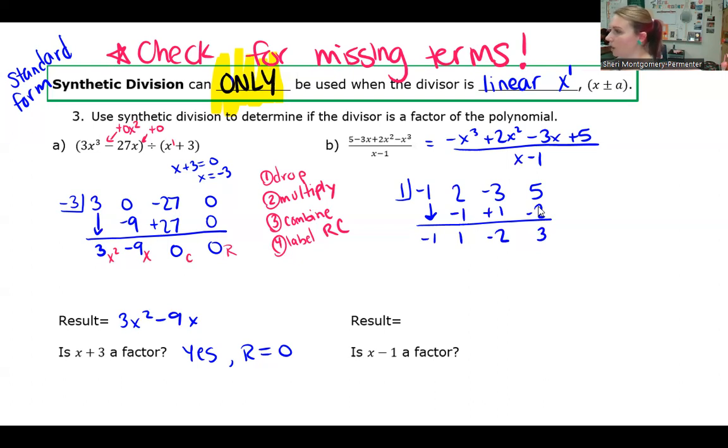So I need to label R and C. I've got my remainder and my constant that I need to label. And then I start with X and then move up in degree. When I write my result, I can start with everything until I get to the constant.